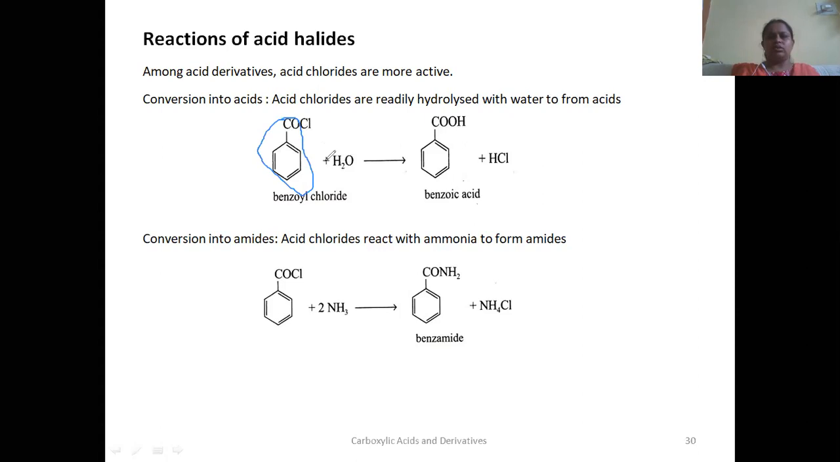So when you add water to this, readily this chloride can be displaced with OH group, forming benzoic acid. The reactions are very simple. Just add water, it will replace this halide group with OH. If you add ammonia, it will replace this halide group with NH2. So when you add water, what will happen? You will get the benzoic acid by replacing Cl with OH. When you add ammonia here, this Cl group is replaced with NH2 of this ammonia, and NH4Cl is eliminated. These are the reactions of acid chloride.